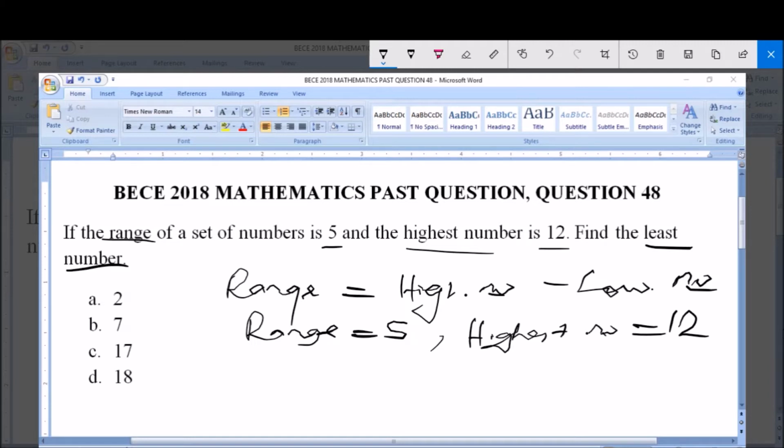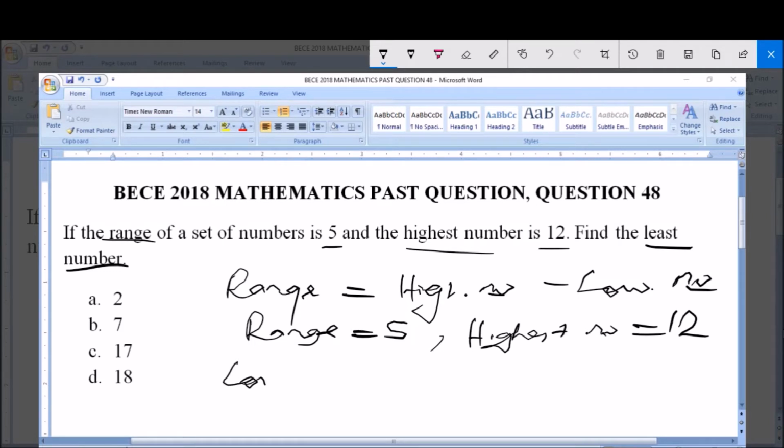And like we know, range is equal to the highest number minus the lowest number. And we are asked to find the lowest number. So therefore, to find the lowest number, we simply subtract the range from the highest number. Since the range is equal to the highest minus the lowest number, to get the lowest number, we subtract this range from the highest number.